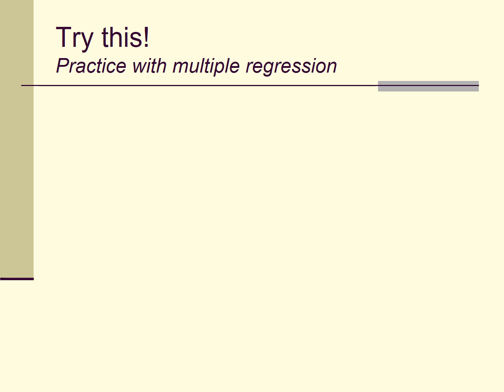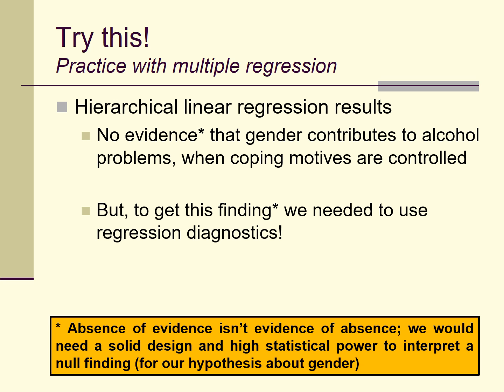So now if we're going to try and interpret the results of this regression, we might say, well, there's no evidence that gender contributes to the alcohol problems when drinking to cope motivations are controlled. But to get this cleaner result, we had to use our regression diagnostics. We had to be a little bit careful and explore the data.